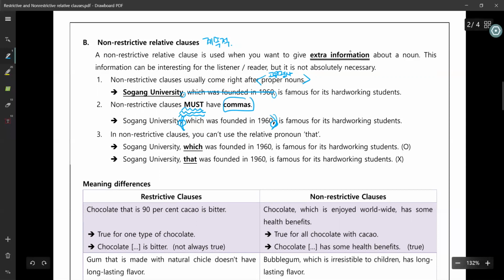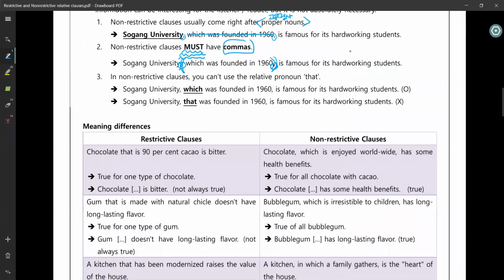Non-restrictive relative clauses use comma, comma. And this comma here is actually the same thing as parentheses. This is also important, and I need you to remember this. In non-restrictive clauses, you can't use the relative pronoun that. So this, the second sentence, is wrong, okay? In other words, if you are really confused about the term restrictive or non-restrictive, just remember that this cannot be the combination. Comma and that together, this is not going to work. So these are the general sentence mechanics for non-restrictive relative clauses.